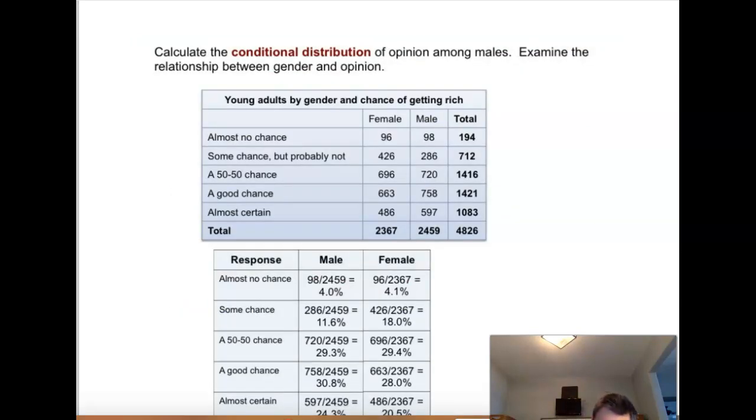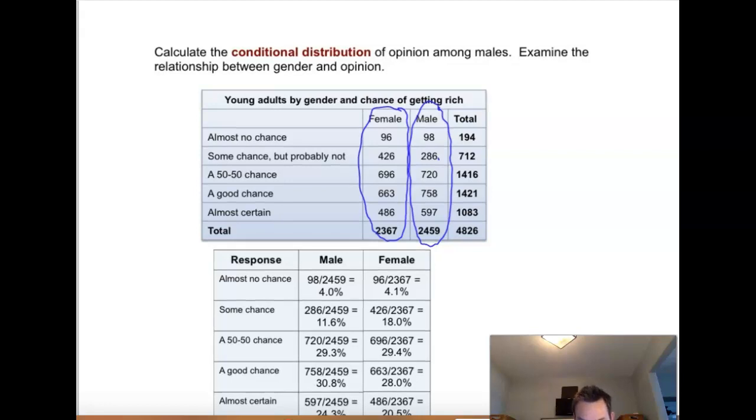Great. So what we're going to compare is the conditional distribution of opinion based on gender. And so here's what that means. You're going to treat each gender as its own distribution. So I'm going to treat male as one distribution and female as a separate distribution. And I'm going to calculate a percent or a relative frequency within each category of opinion.